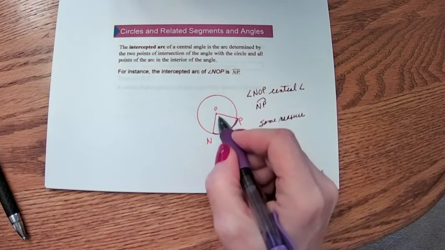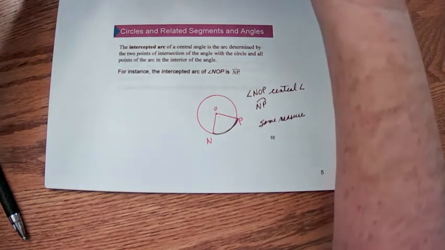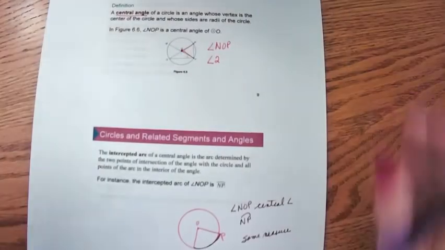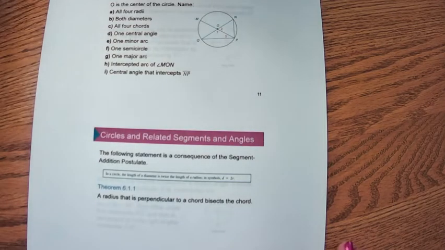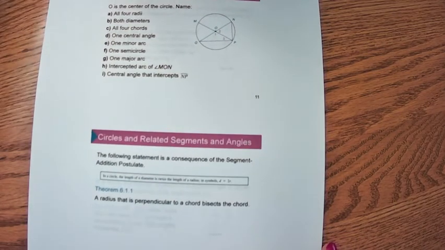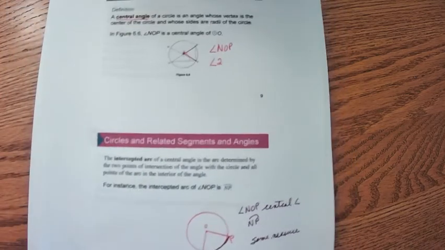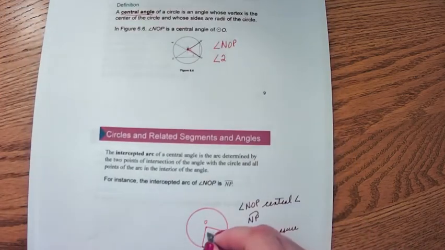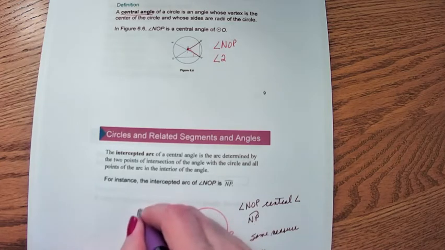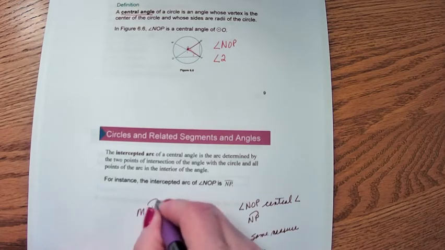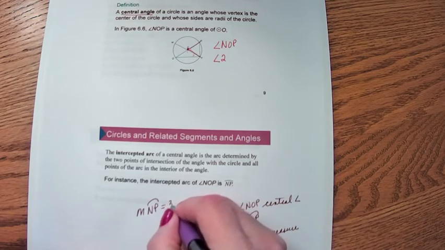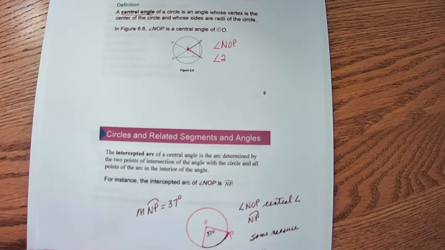We measure angles by degrees, and we're also going to be measuring arcs by degrees. So let me go ahead and clarify here. If this was a 37-degree angle, we would say the measure of arc NP would also be 37 degrees.